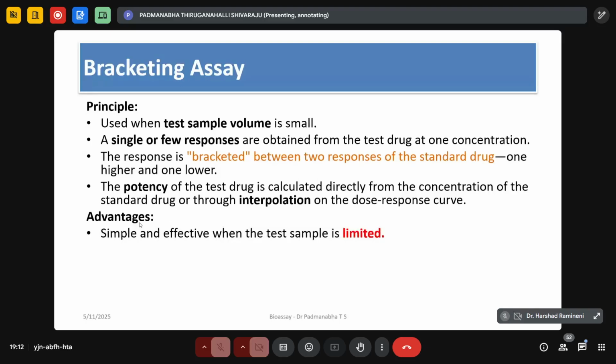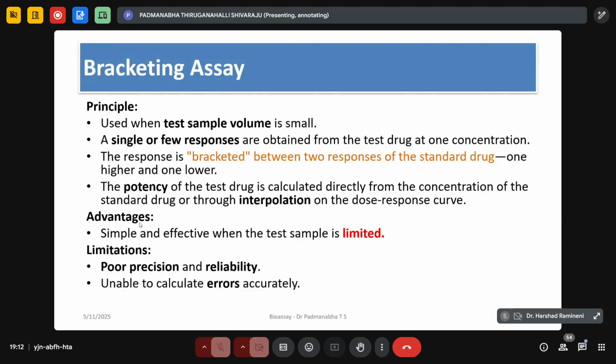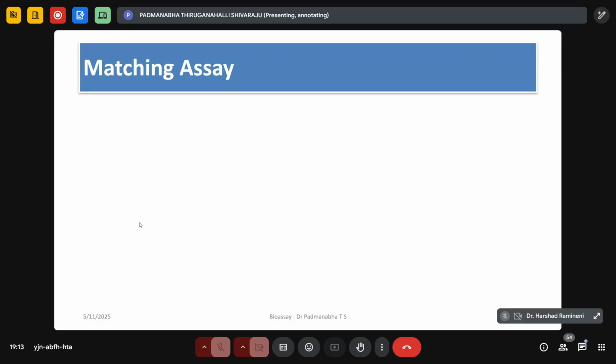The advantage is that it is simple and effective when the test sample is limited, and the limitation is poor precision and reliability, because only limited responses we are collecting and we are interpolating that later on the dose response curve. So that is the major problem of the bracketing assay, where we have poor precision and reliability and are unable to calculate the errors accurately. Only four responses are calculated in case of the bracketing assay.